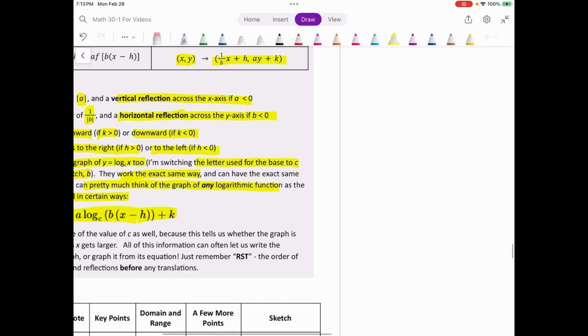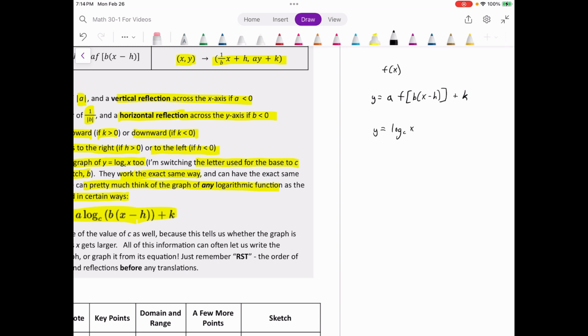So again, in general, we've got y equals, to transform any f of x, this tells us how to do it. That's all this is doing. It's saying take f of x, and instead of doing f of x, do f of b times x minus h if you want to horizontally stretch or horizontally translate it. And then multiply that by a if you want a vertical stretch or reflection, and add k if you want a vertical translation, right?